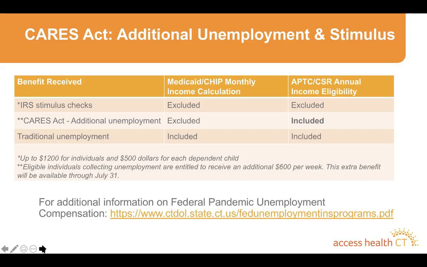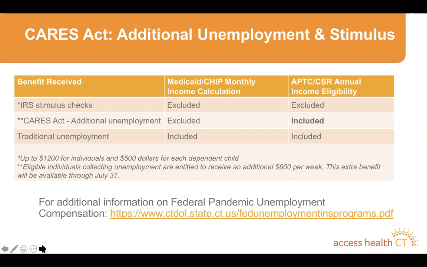So the first line there says IRS stimulus checks. So for IRS stimulus checks, that is generally up to $1,200 per adult and $500 for each child. Those checks are excluded from both the Medicaid CHIP monthly income calculation and the APTC and CSR annual income calculation. So you would not include that in MAGI for consideration on the application for either one, the stimulus checks.